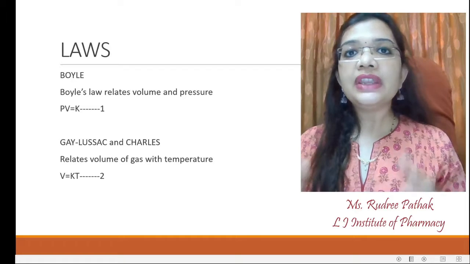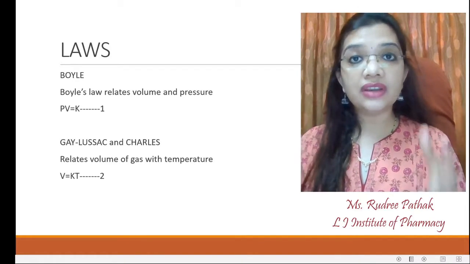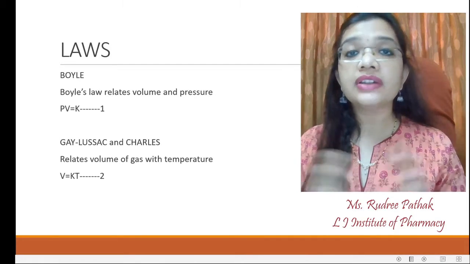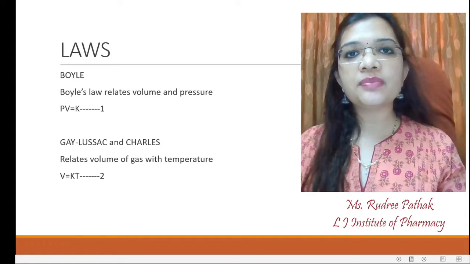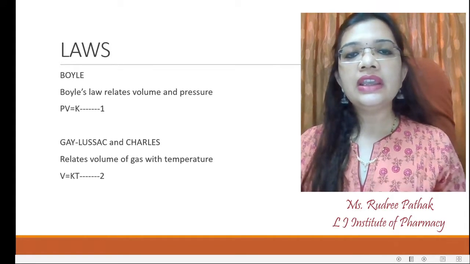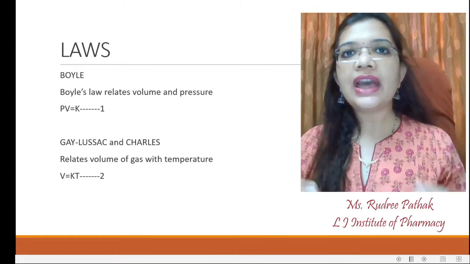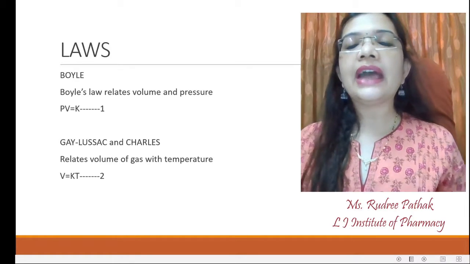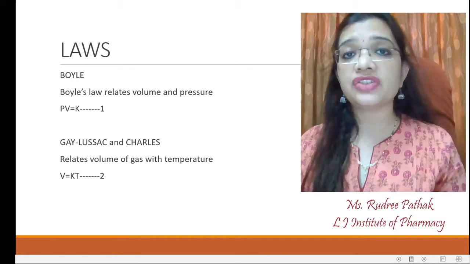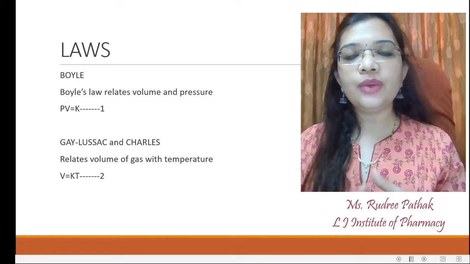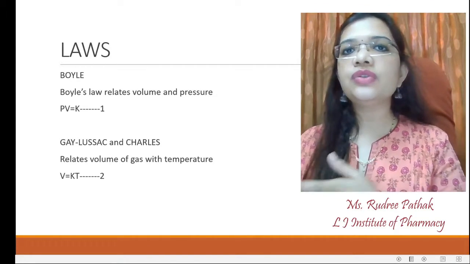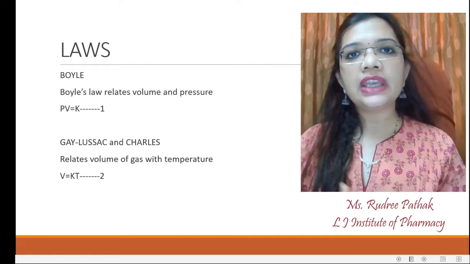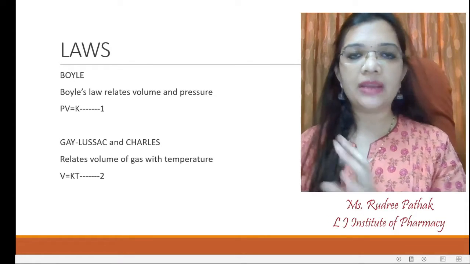Now, there are three scientists based on whose theories the ideal gas laws are defined or derived. The first scientist was based on Boyle's theory. According to Boyle's law, we have a relationship between the volume occupied by a gaseous system and the pressure at which it is measured. So, we have our first equation as PV equal to K. It states that pressure multiplied by volume is equal to a constant parameter.